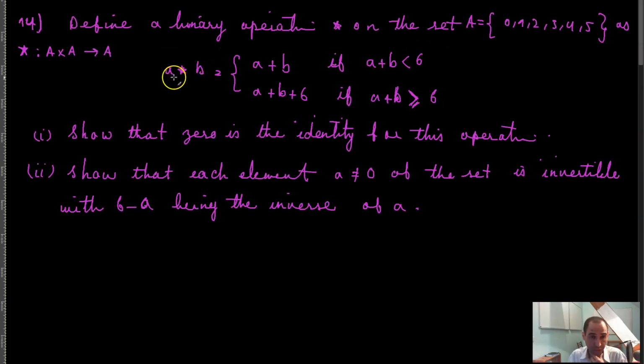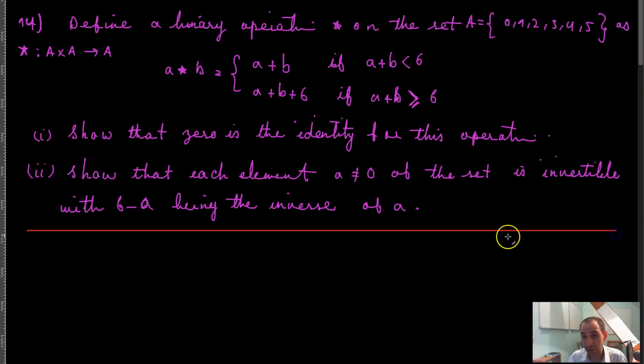And in this particular case, the binary operation has been defined as A star B. And please note that A star B is the same thing as star of (A, B), right? So this (A, B) comes from this set, which is basically all of those ordered pairs (0,1), (0,2), (0,3), and so on and so forth, all the way up to (5,5). Now A star B is the same thing as A plus B if this is the case, and A plus B plus 6 if this is the case, right? So that's the situation.